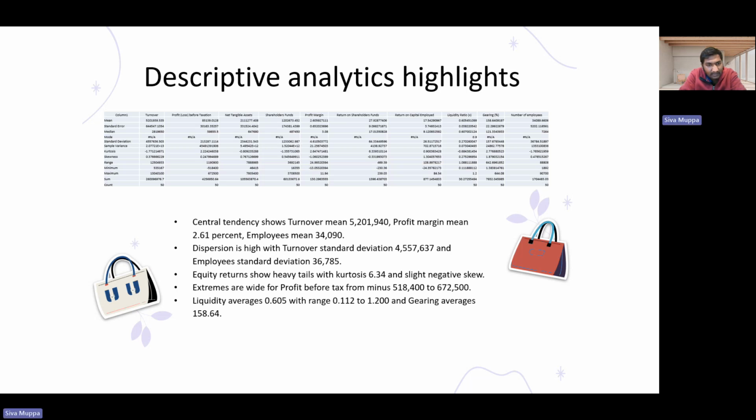Equity returns show heavy tails with kurtosis 6.34 and slight negative skew. Extremes are wide for profit before tax, from minus. Liquidity average 0.605 with range 0.112.